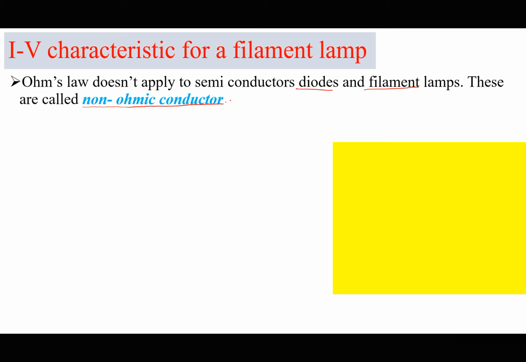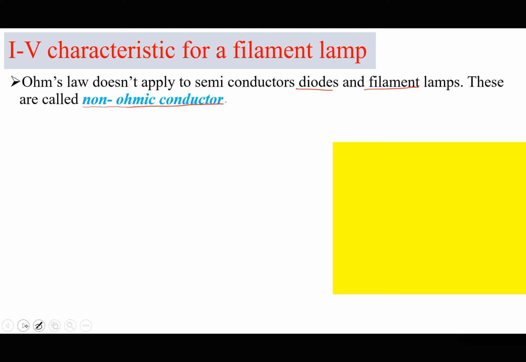In other words, for them, I is not directly proportional to the PD, because the temperature may not remain constant, especially for the filament lamp. I is not directly proportional to the PD for a semiconductor because, as we shall see, it starts conducting at a certain PD, not at any PD.